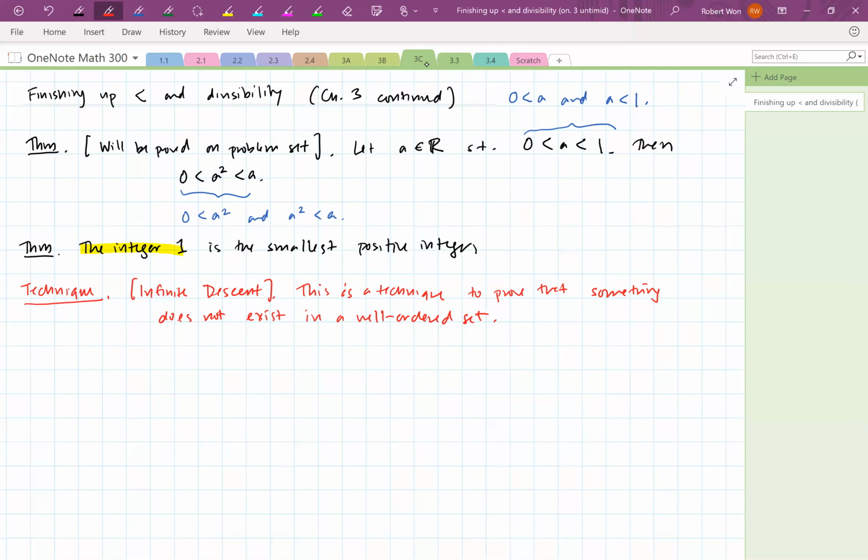Which is good because in this theorem, I'm trying to prove something on positive integers. So I will have a well-ordered set. Okay, and how does this technique work? It is a proof by contradiction, just a special kind, right? So suppose for contradiction that the thing does exist.